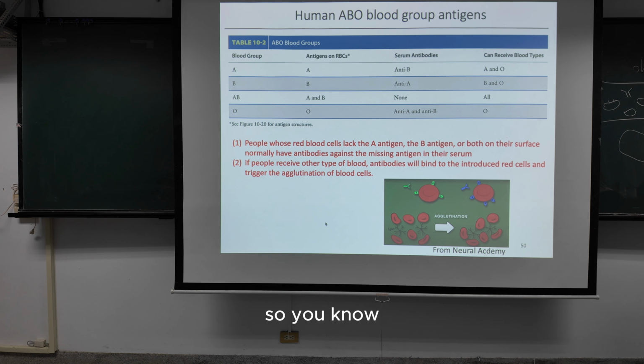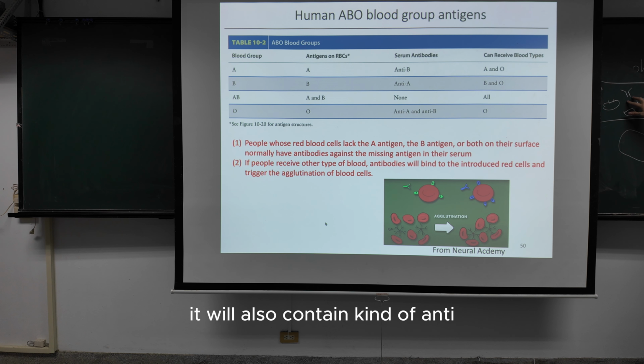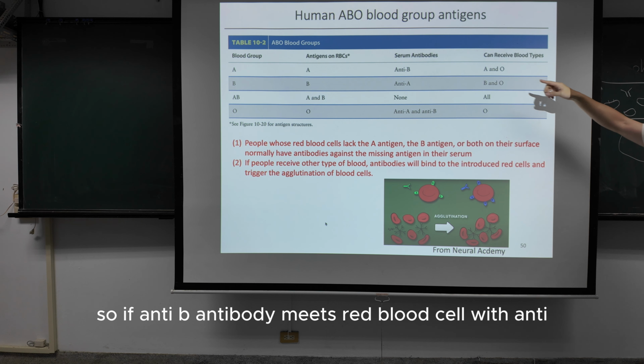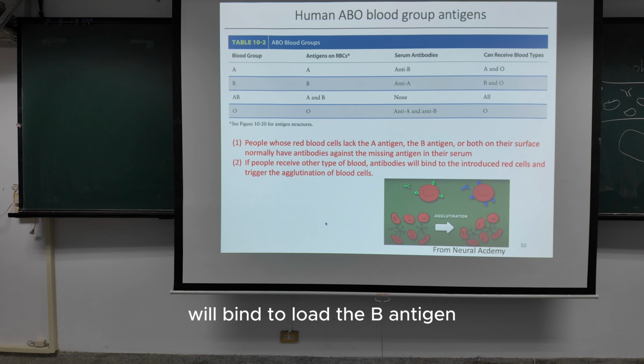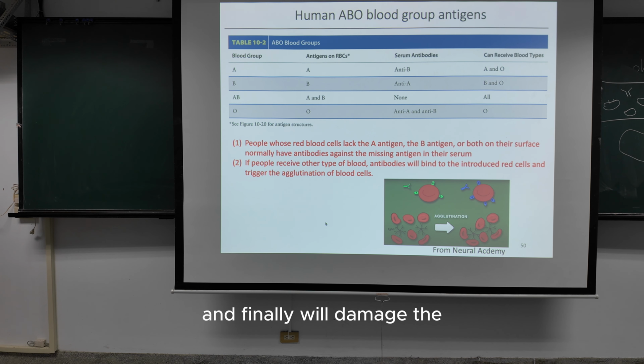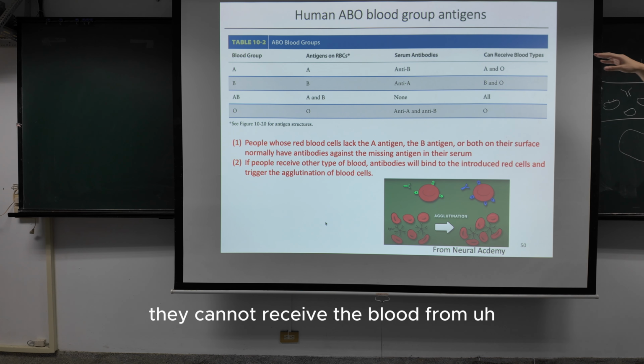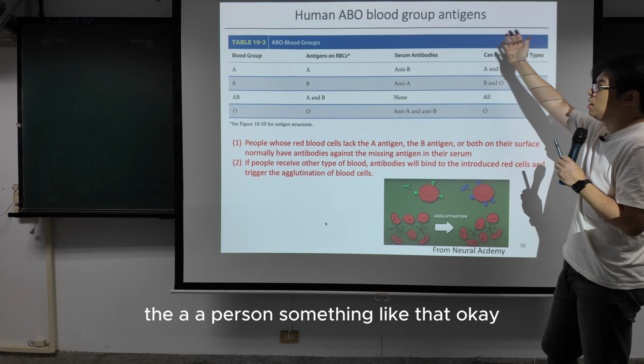So when you donate your blood, it also contains antibody in your serum, right? If anti-B antibody meets a red blood cell with B antigen, it will bind to the B antigen and form such a cluster. It will form a lot of clusters in your body, and finally will damage your circulation, and you die. Okay, that is why, if they have such an antigen, they cannot receive blood from the A person, something like that.